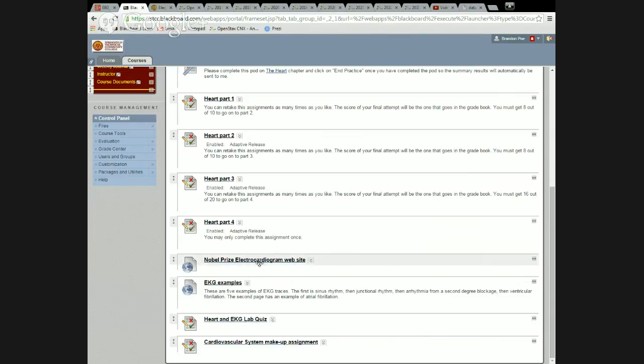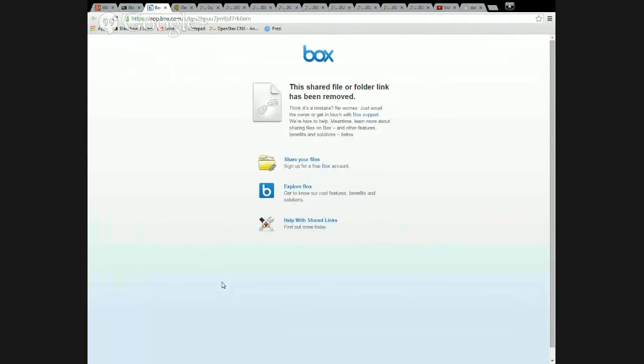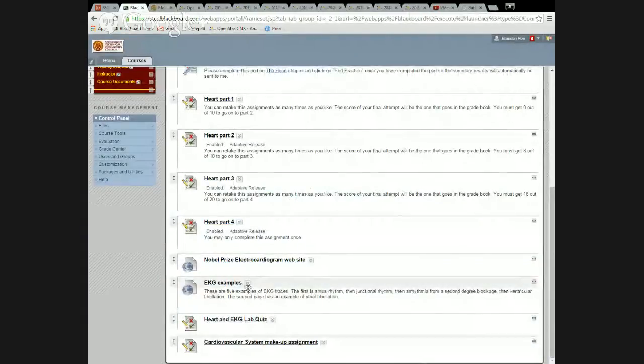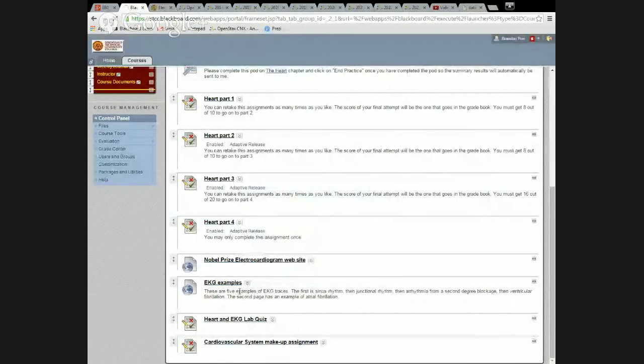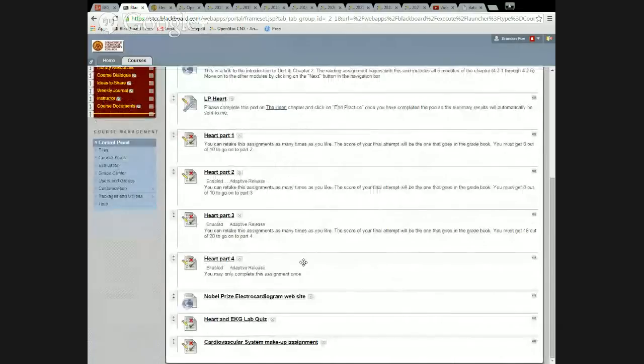Now, I have a link here that says EKG examples. If you click on this, you get a Box page that says there's nothing there. The reason for that is that I actually took down that page from Box because I don't need these examples anymore. So I'm just going to completely delete that link. It's gone. It's no longer there.